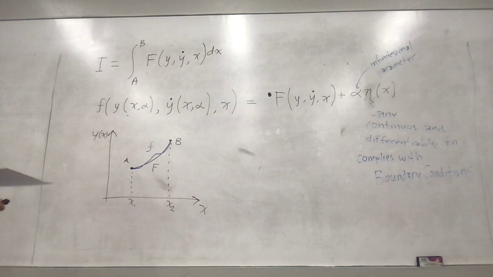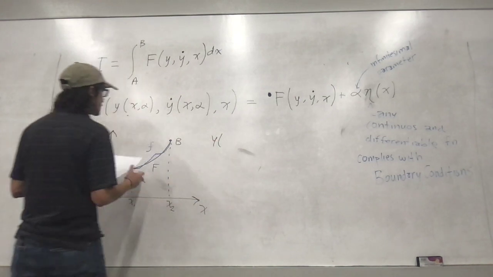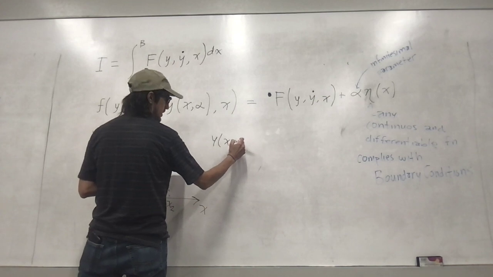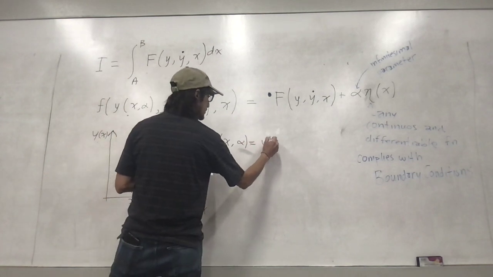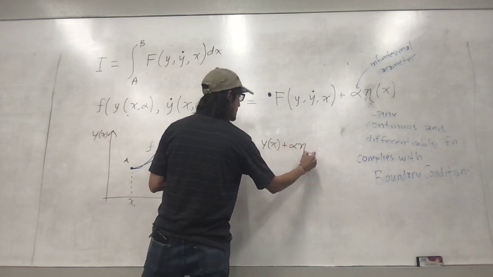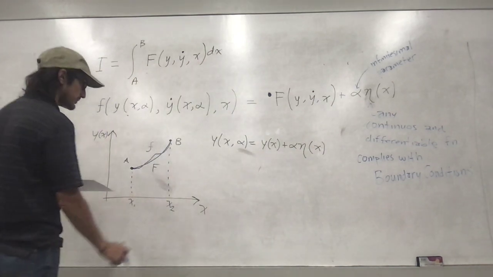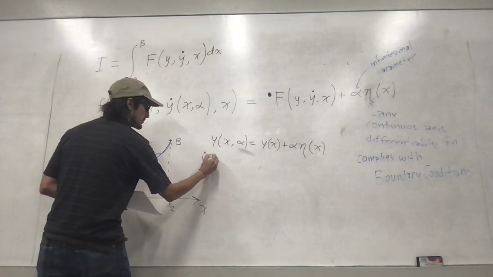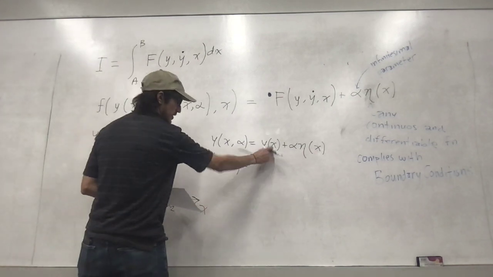So y, if it is a function of x and alpha, then it's equal to y, which is a function of x, plus alpha eta, function of x. If we take the derivative with respect to x to get y dot, then it's just y dot over here.